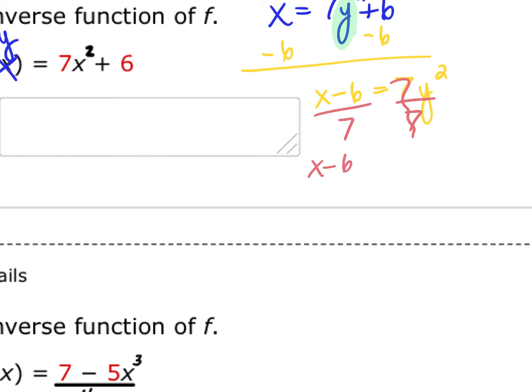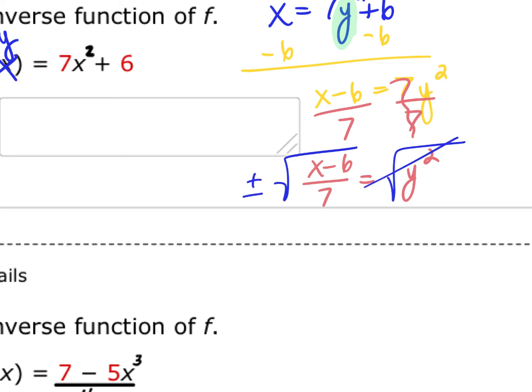So x minus 6 divided by 7 equals y squared. Is y all by itself? No. What do I need to do? I'm going to take the square root. Guys, if I take the square root, there we go.